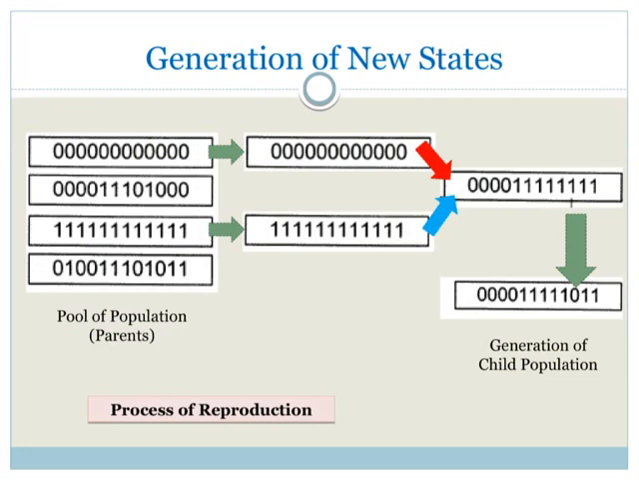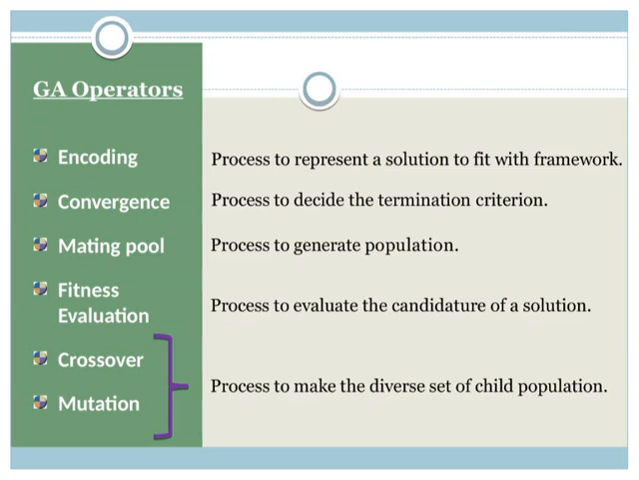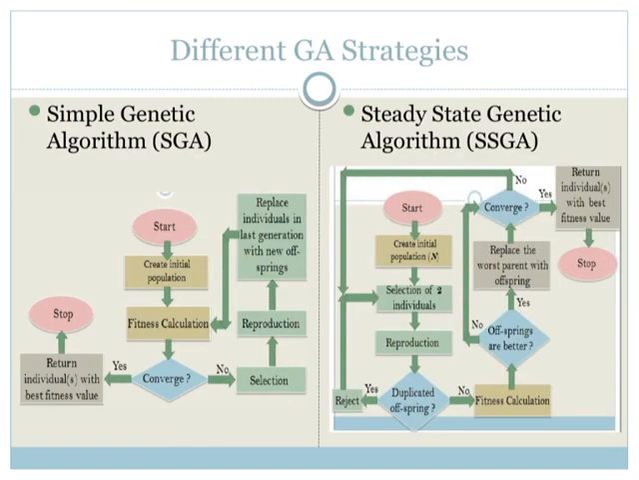So till now we have covered how to reproduce new states in genetic algorithms using selection, crossover and mutation. Then we have covered the basic block diagram of any genetic algorithm, and then the GA operators and how to use them to maximize the output of any genetic algorithm. Then we have covered two distinct strategies of GA, namely simple genetic algorithm SGA and steady state genetic algorithm SSGA.